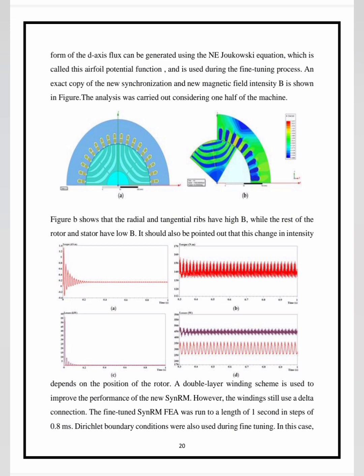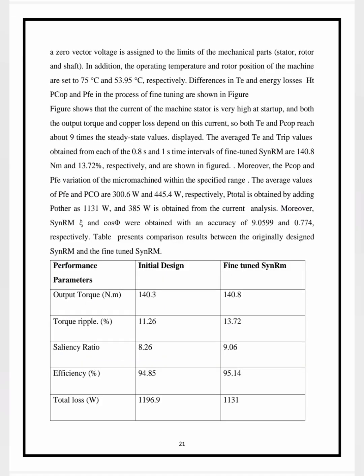The fine-tuned CNRM was run for a length of 1 second in steps of 0.8 millisecond. Dirichlet boundary conditions were also used during the fine-tuning. In this case, zero vector voltage is assigned to the limit of the mechanical parts. That is why the Dirichlet boundary has been used and considered. In addition, operating temperature and rotor position of the machine are set to 75 degrees and 53.95 degrees respectively.